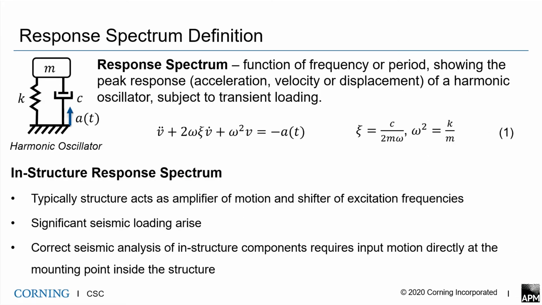As you may know, a response spectrum is a function of frequency or period, showing the peak response. It can be acceleration, velocity, or displacement of a harmonic oscillator subjected to transient loading. So if we want to calculate our spectrum, we just need to apply the accelerogram of the earthquake to an oscillator and calculate the maximum response. If we repeat this procedure for several oscillators with various natural frequencies, we can obtain the acceleration response spectrum.